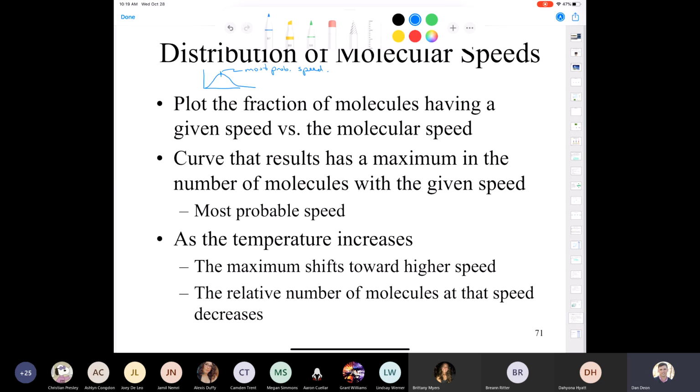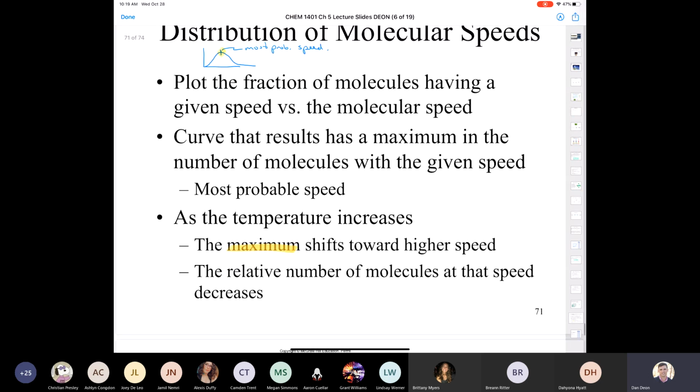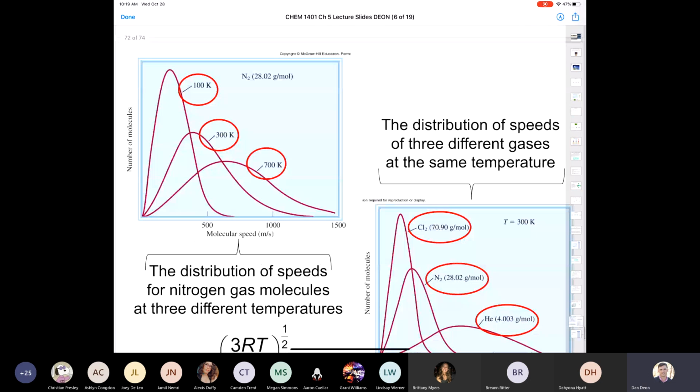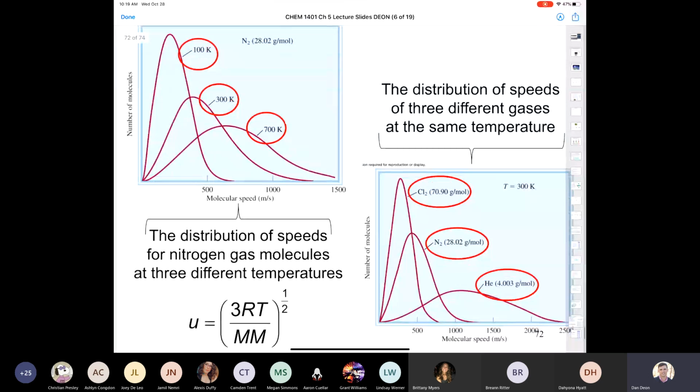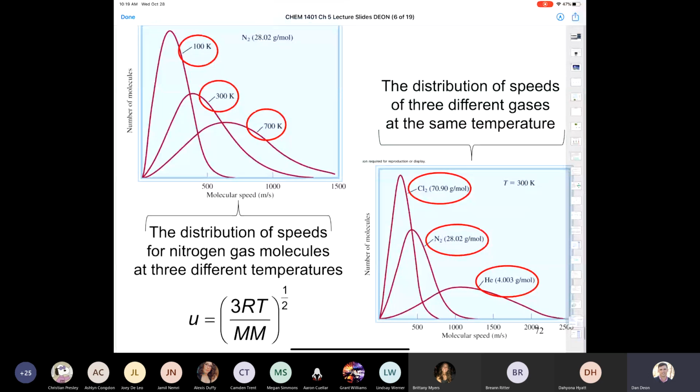As the temperature increases, what you're going to see is that curve is going to shift. The maximum, this point, is going to shift towards the right, towards a higher speed. So as temperature increases, that curve moves over, but it's also going to flatten. And so the relative number of molecules or atoms at that speed is going to decrease. Let me show you, because a picture is worth 1,000 words. We have number of molecules on the y-axis, molecular speed on the x-axis.